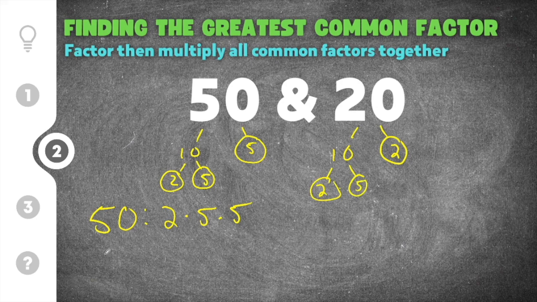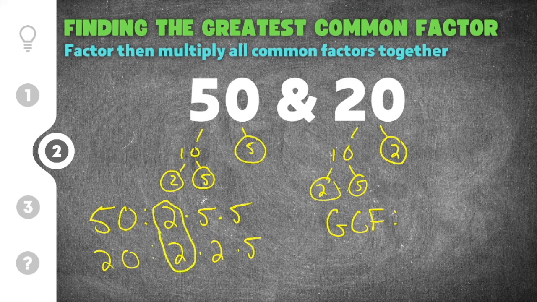The prime factorization of the number 20 is equal to 2 times 2 times 5. To find the greatest common factor, I'm going to take all the factors they have in common and multiply them together. In the case of 50 and 20, they have a set of 2's that are in common, and they also have a set of 5's that are in common. Now the 20 has an extra 2 and 50 has an extra 5. They do not have a pair with each other, so you cannot use them.